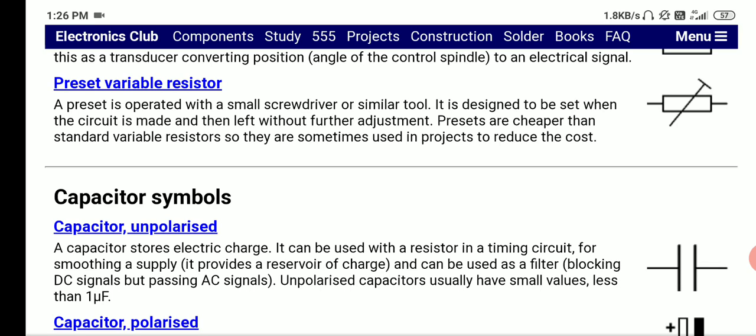Preset variable resistor. So now let's see what it is. A preset is operated with a small screwdriver or similar tool.